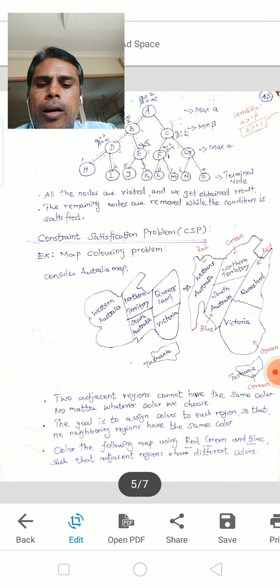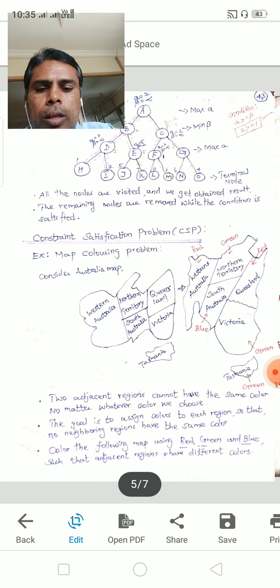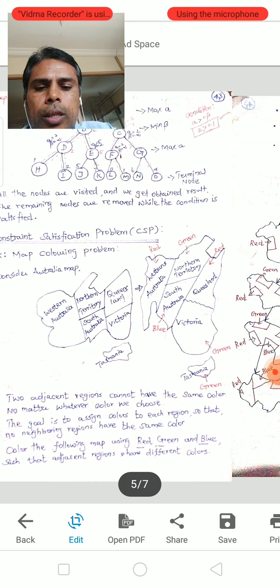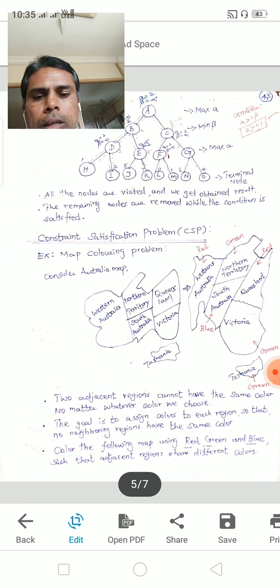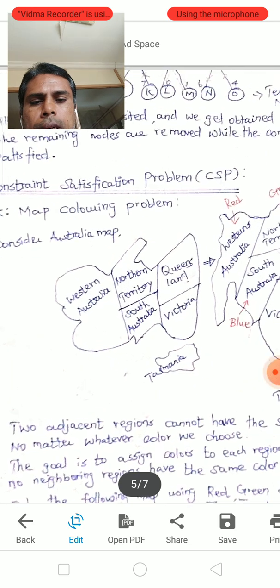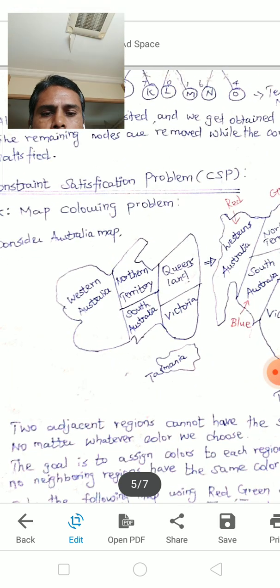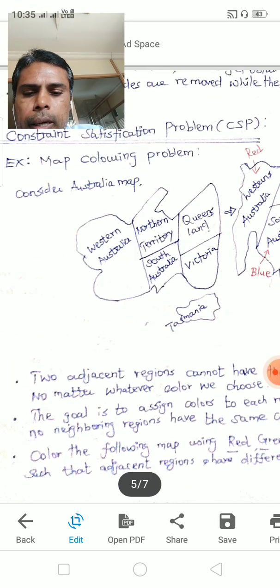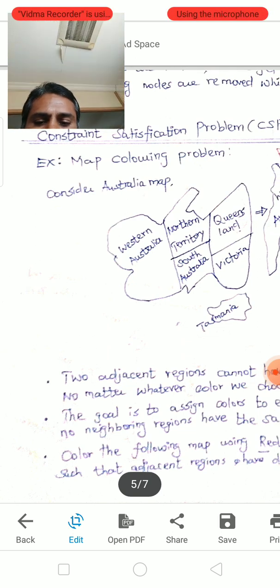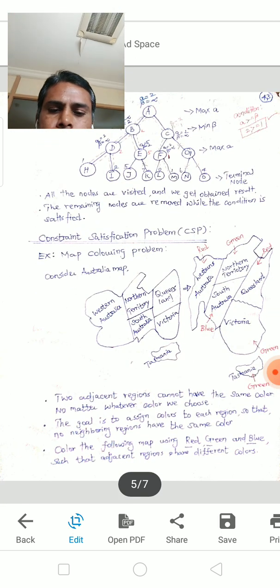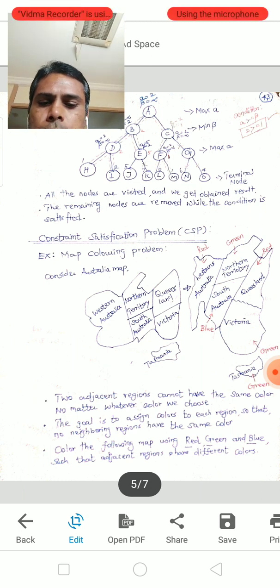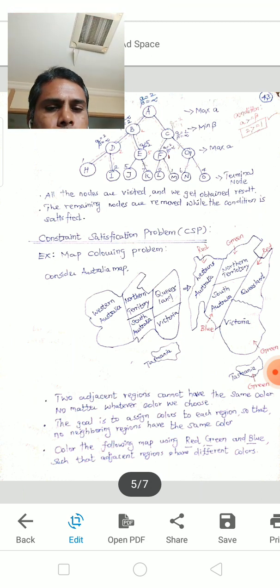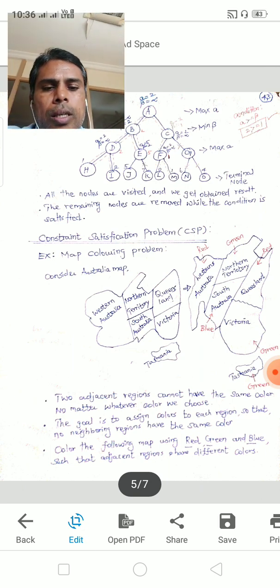And then the second concept is the goal, which is to assign a color to each region so that no neighboring regions have the same colors. No neighboring regions means nearby regions should not have the same color. That is the main logic. So coloring the following map, we have to choose red, green, blue such that adjacent regions have different colors.